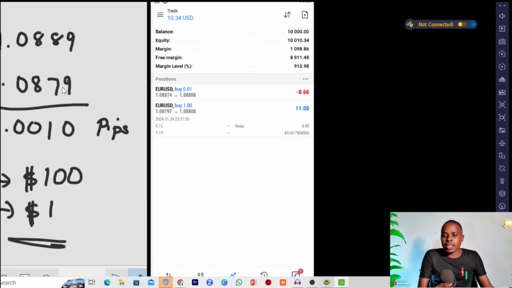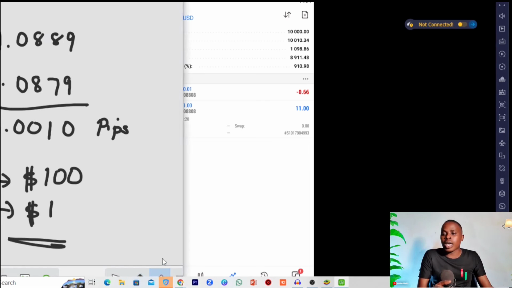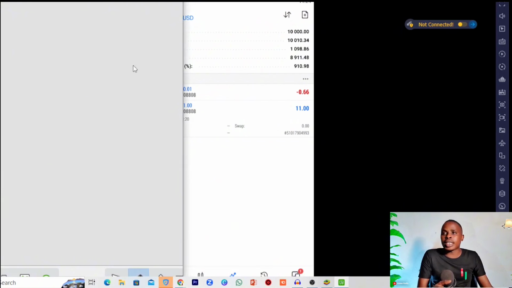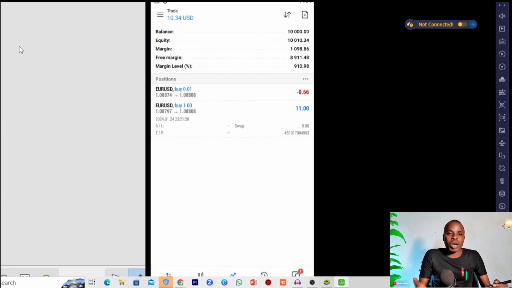So before you place a trade, you determine which lot size you want to use. Are you going to be trying to make $10 per pip, or are you going to be trying to make $1 per pip? So let me give you a few examples. So first we have what is called a standard lot. A standard lot is represented by 1.